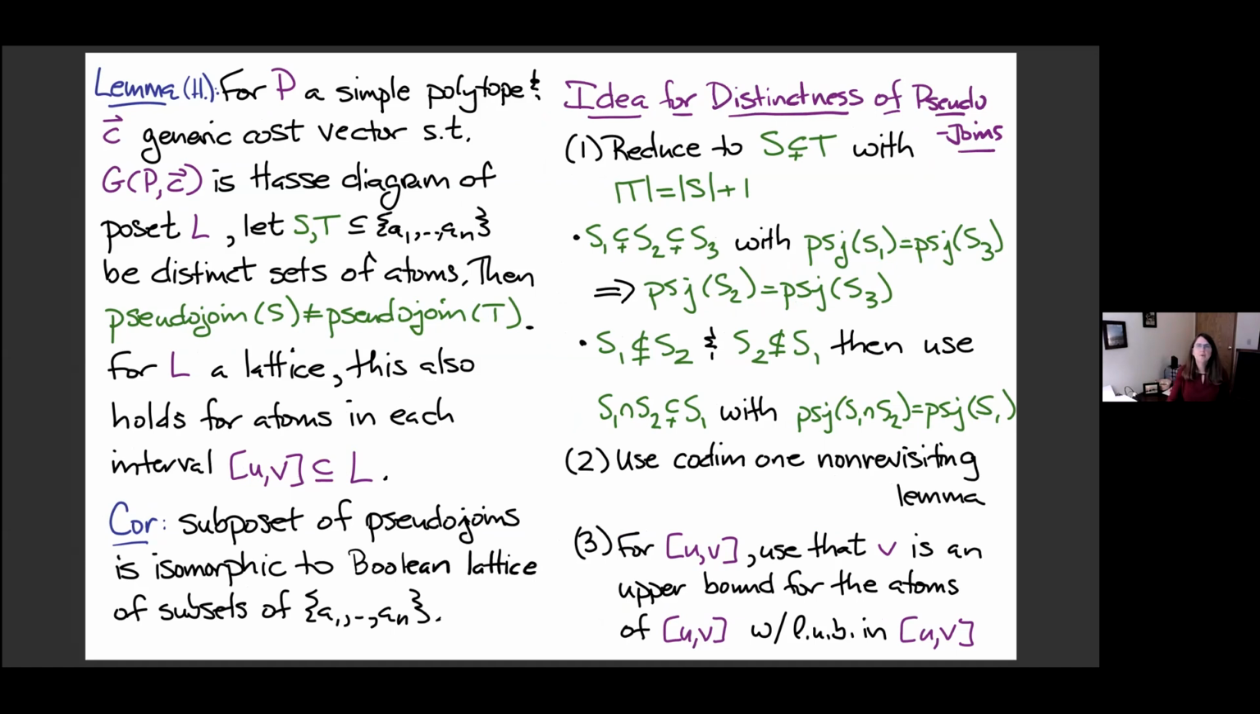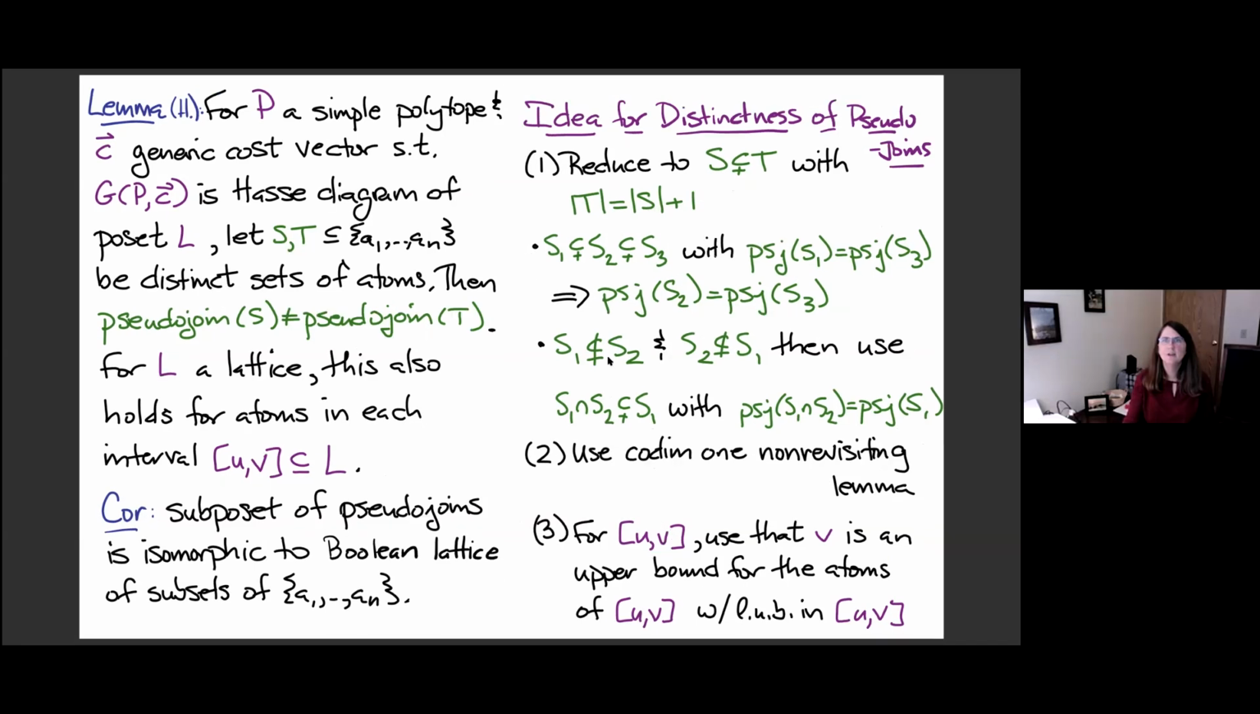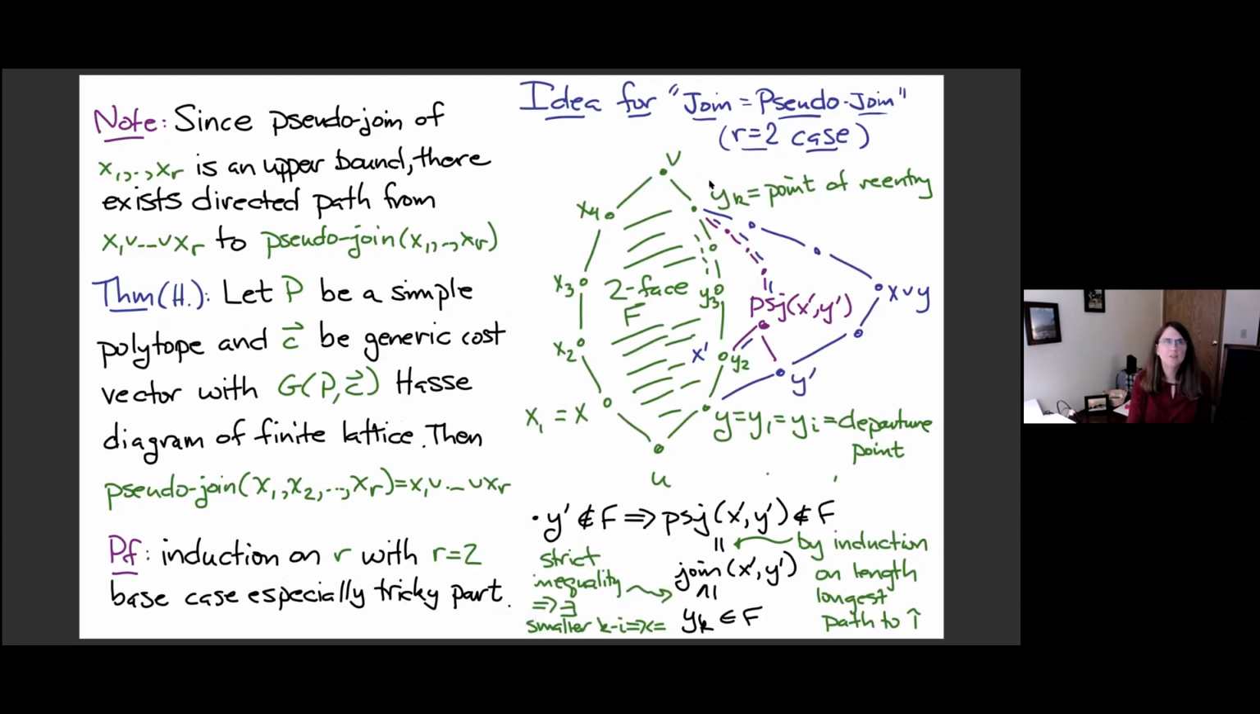And I won't go through the proof, but I've written on the slides a little bit of the idea. You can reduce to the case where you go up by one, where S is a subset of T, where T has dimension exactly one more than S, and then you can use my non-revisiting lemma that I already did, where you go up by one in dimension. Okay, so we have this distinctness at our disposal.